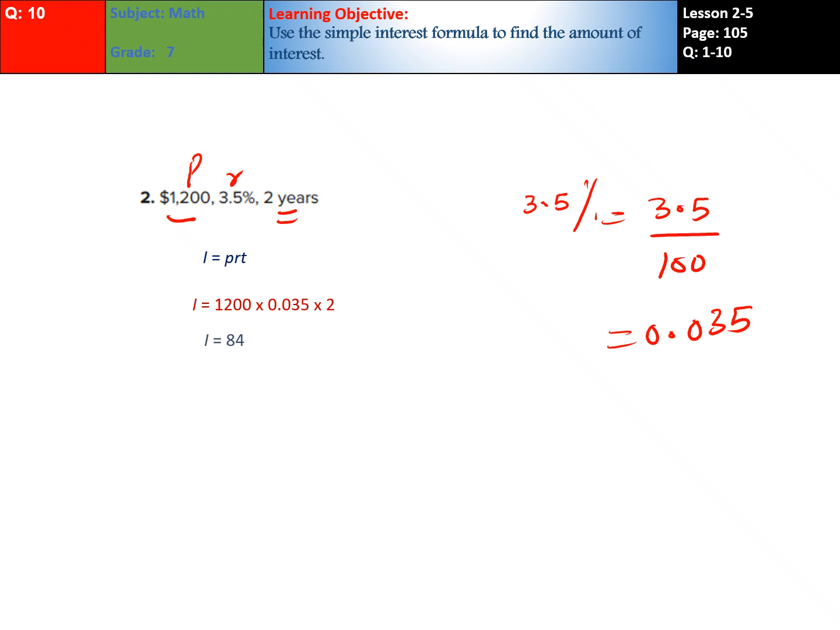Now here the principal amount is 1200, R is 3.5 and 2 years. Again, 3.5% means 3.5 over 100, or you can write it as 0.035. You can use this or this decimal, any one of them, and solve it. So when you multiply these three numbers, it is 84. So you will earn the interest 84 in 2 years.